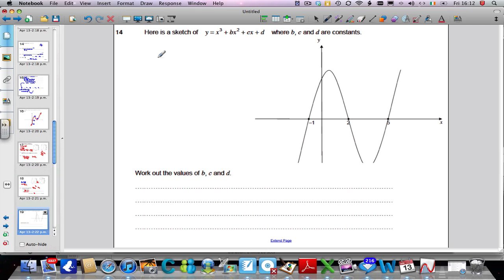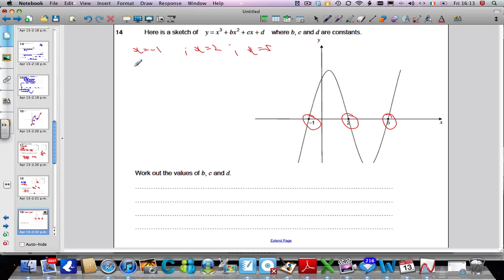Question 14. So we're given a sketch of a curve and we're asked to work out b, c and d. Right, this one is not too shabby either. We can see where the curve crosses the x-axis. That tells us the solutions of the cubic. A solution would be x equals minus 1. Another solution would be x equals 2, and another one would be x equals 5. So they're the three solutions of the cubic.